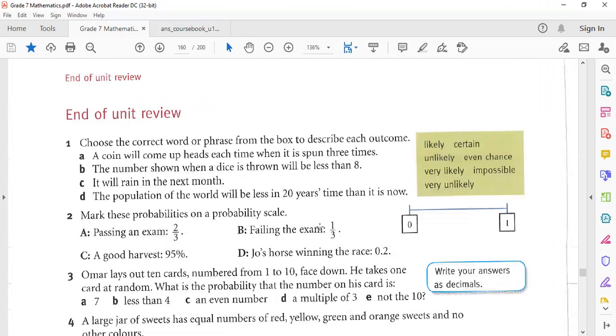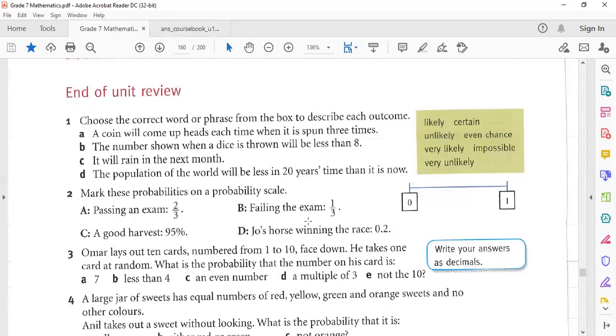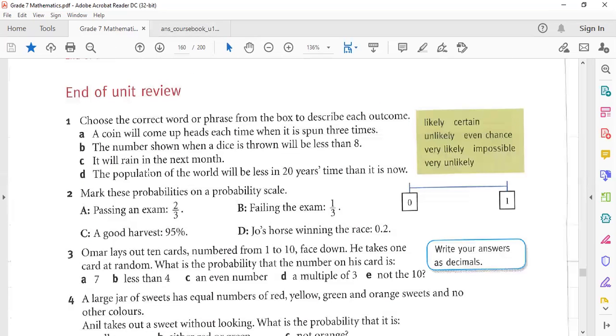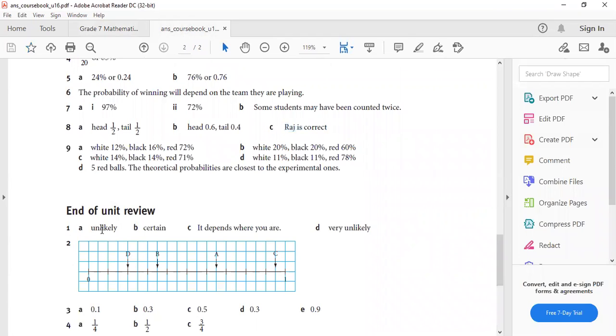So let's come to the end of unit review. Choose the correct words or phrases. A: The coin will come up heads each time when it is spun three times. First of all, the first one will be unlikely. Why unlikely? Because he's talking about coins. It is unlikely because once you flip a coin, it is not possible that it always comes up heads or tails.